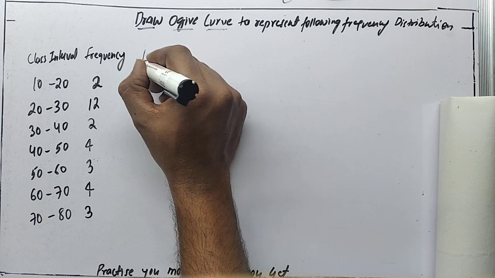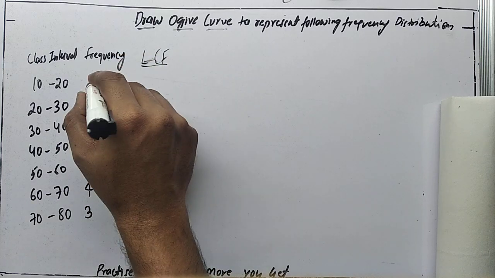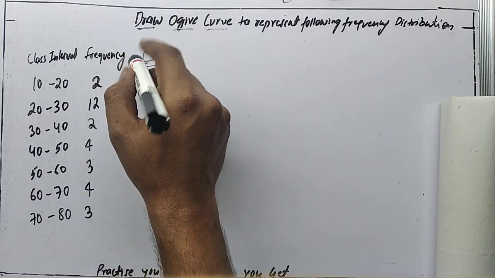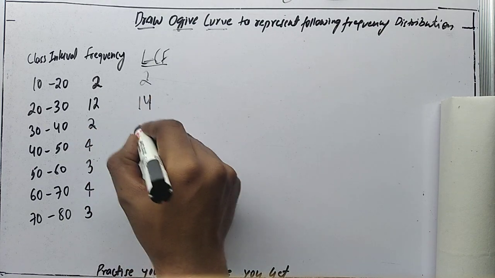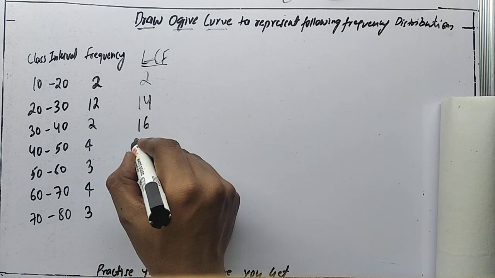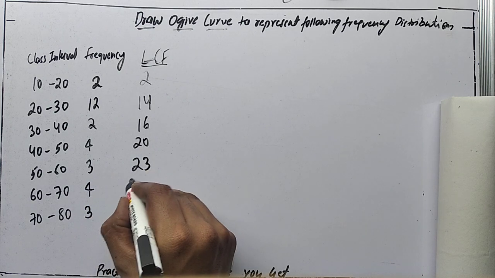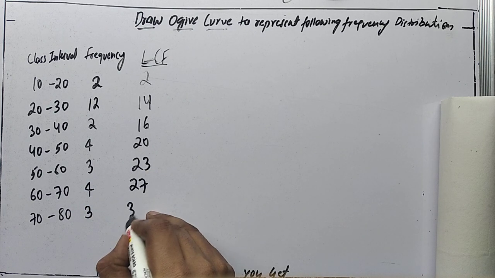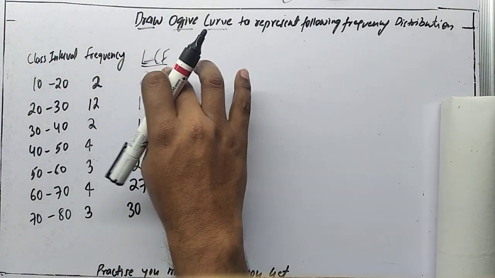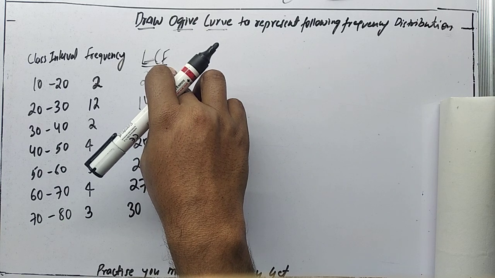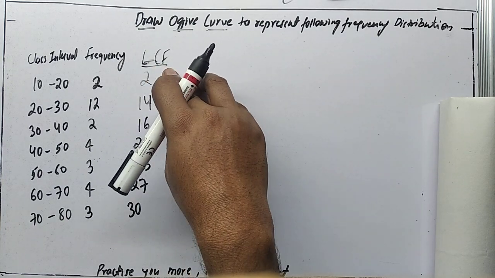To find the less than cumulative frequency values, you need to add the frequencies in order: 2, next 2 plus 12, 14, 14 plus 2, 16, 16 plus 4, 20, 23 plus 4, 27 plus 3, 30. Okay, so now we have the class interval, frequency and less than cumulative frequency. So next is to plot them on a graph.